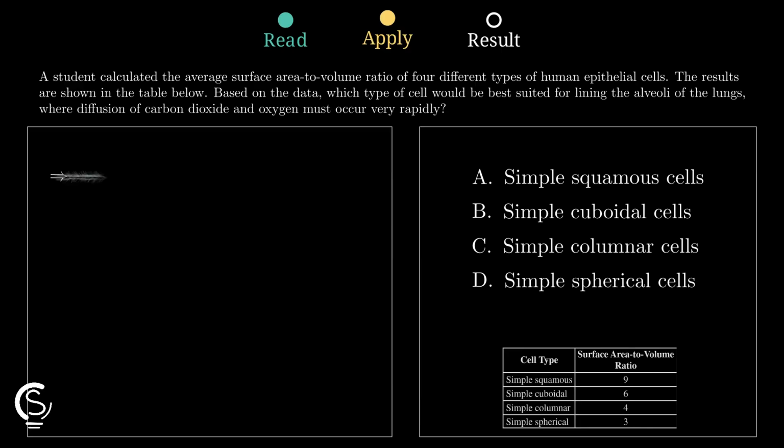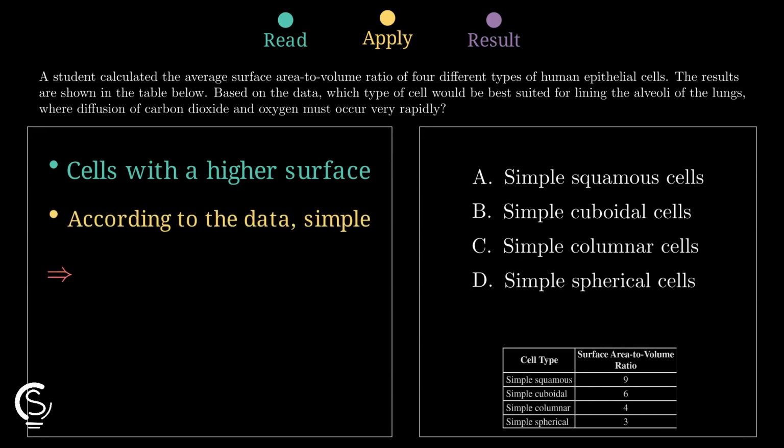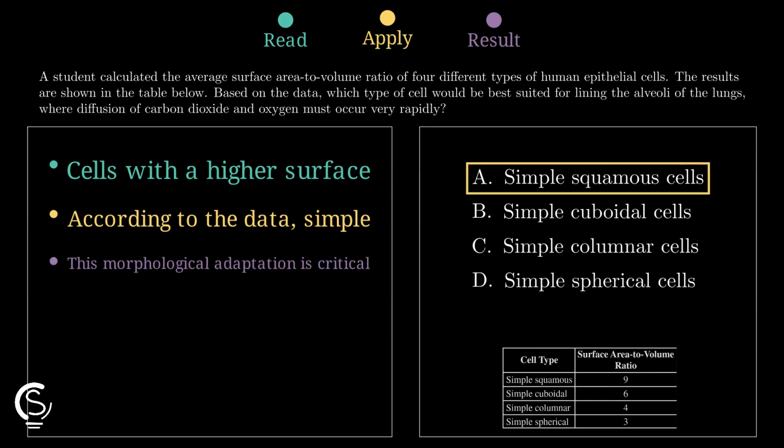Now use the table's trend. The cell type with the highest surface area to volume ratio will be best for alveoli, since oxygen and carbon dioxide must diffuse very rapidly there. That points to simple squamous cells, whose thin, flat shape is exactly the adaptation that helps gases cross quickly, so option A is correct.